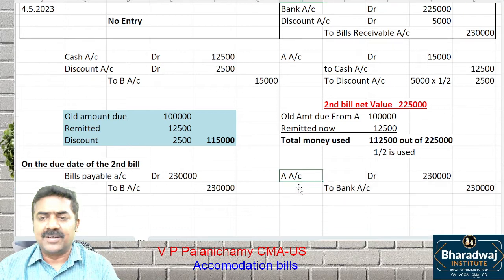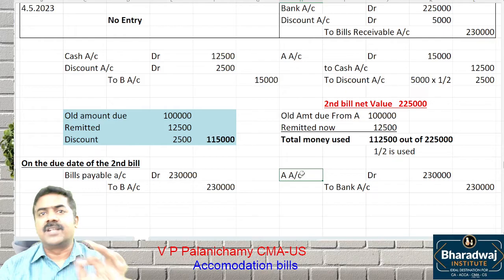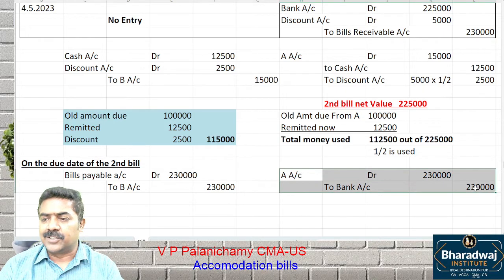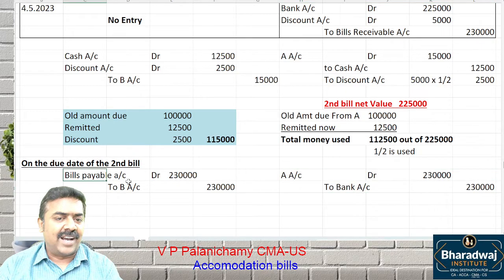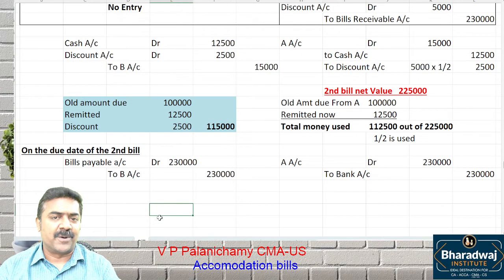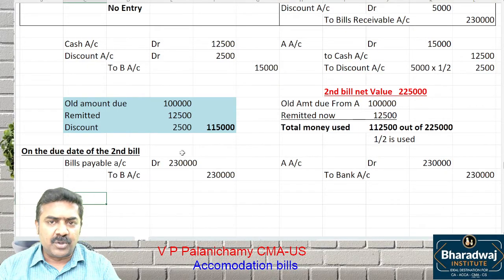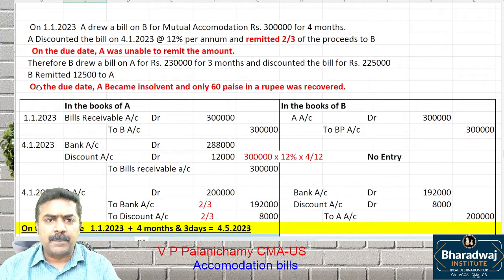It is a discounted bill. Do you remember? We learned in the last class. Discounted bill dishonored. What is the entry we will pass? Debtors account debtor to bank account. We will pass bills payable account debtor to B account. Now listen. Are we paying the full money? No. Look at it, we are able to pay what? 60 paise.